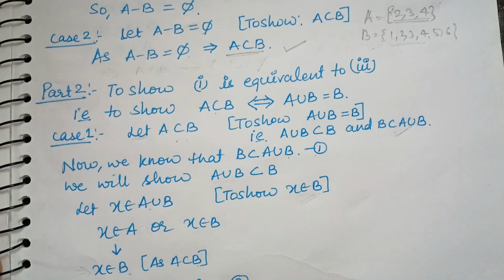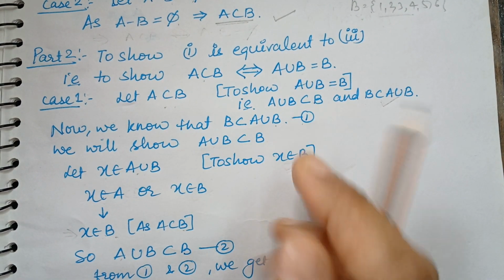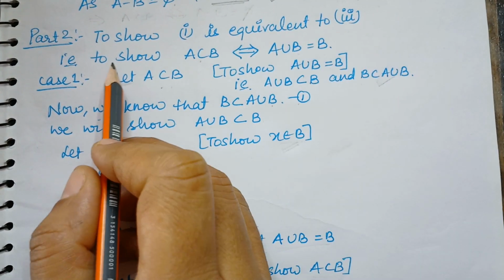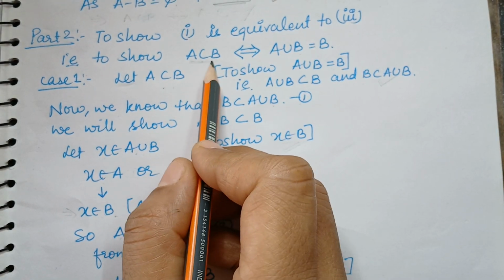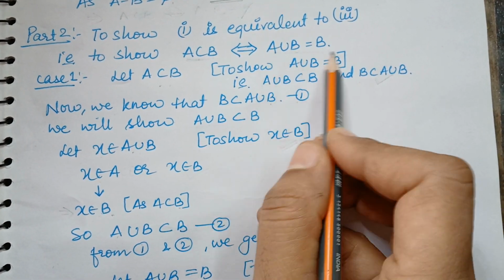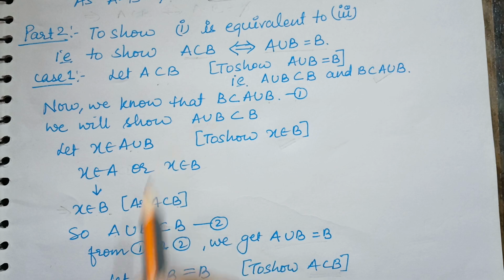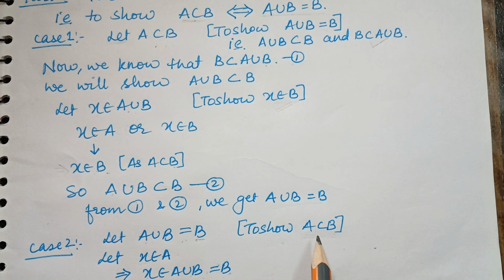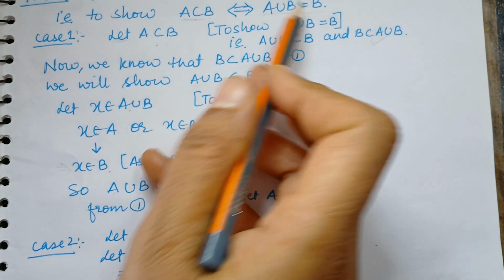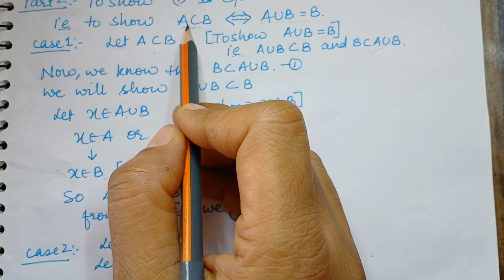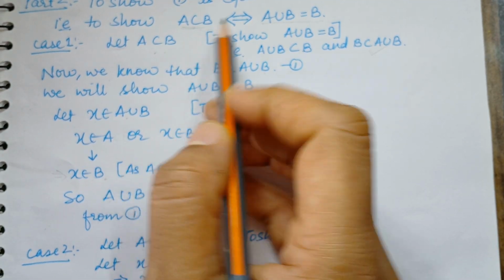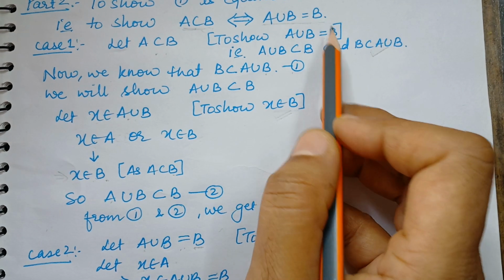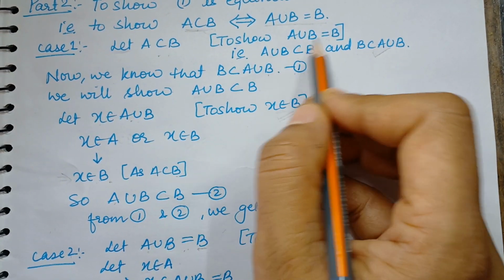Now part 2, in part 2 we have to show that first is equivalent to 3. To show this, I have to consider the left hand side and prove it to reach till the right hand side, and in case 2, I have to start from the right hand side and reach till the left hand side, like this, left, right. Now I will start from here. In case 1, A contained in B. What I have to show? I have to show that A union B is equal to B.